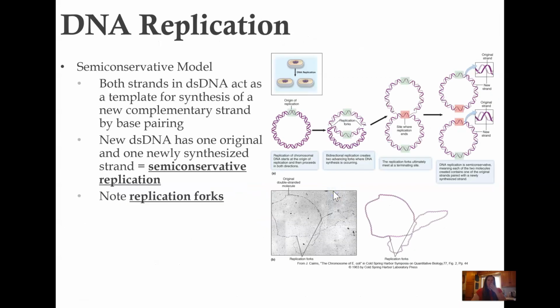Okay, so when we talk about DNA replication, the name of the model that we use to describe DNA replication is called a semi-conservative model. The reason that it's called semi means basically half or partially. It's partially conserved. In other words, we conserve part of this DNA strand.